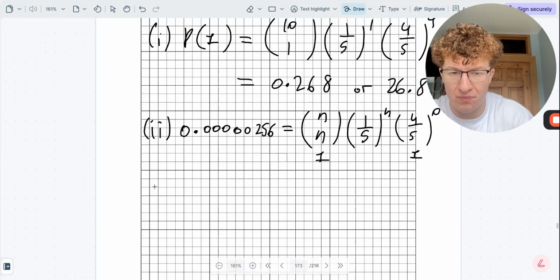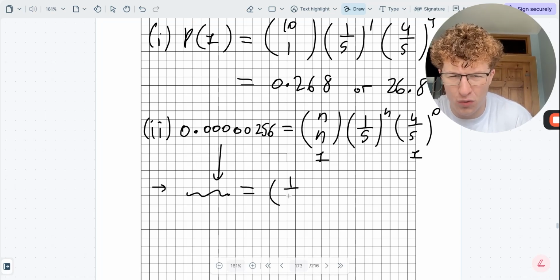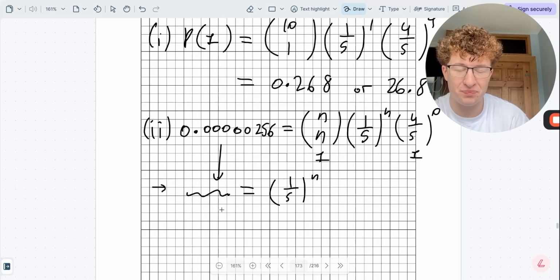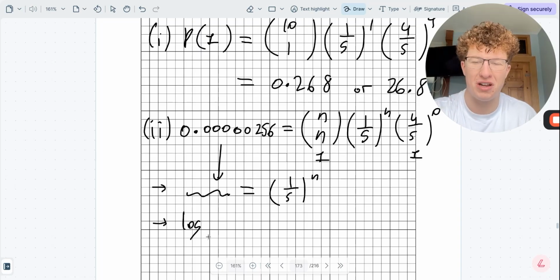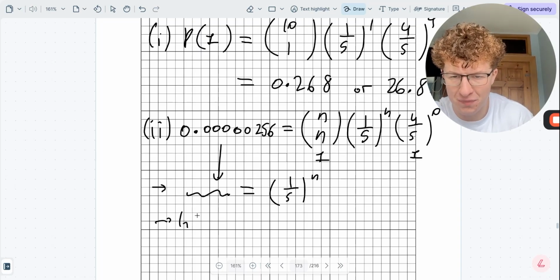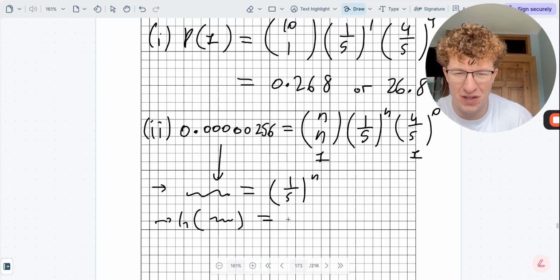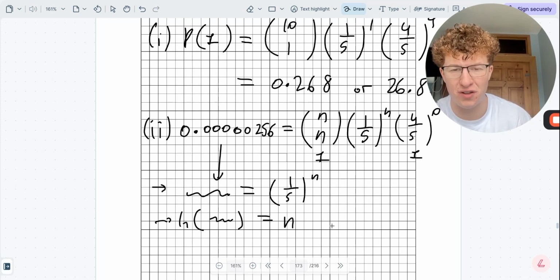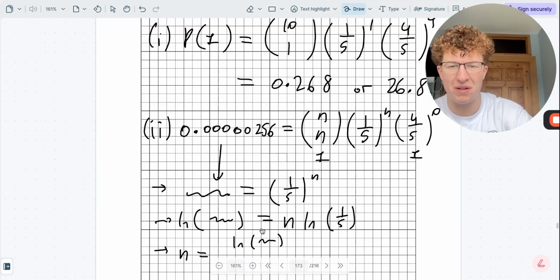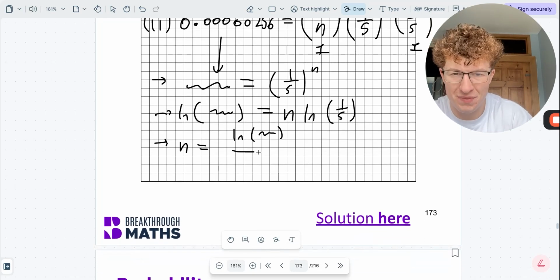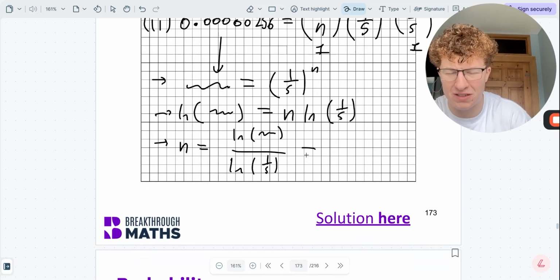So both of these are just 1. That means that this long decimal, I'm not going to rewrite it, is equal to 1 over 5 to the power of n. Then, if we use the rules of logs, we can do the natural log of the long decimal, which is equal to n times the natural log of 1 over 5, because we can bring the power to the front. That means that n is equal to the natural log of the long decimal divided by the natural log of 1 over 5. And just plug that into your calculator.